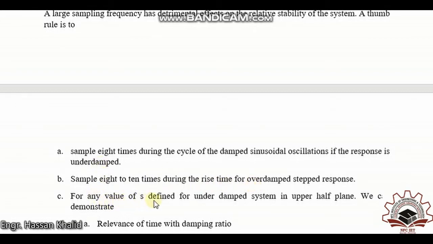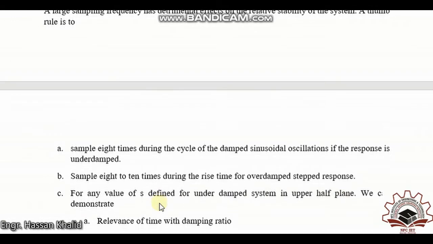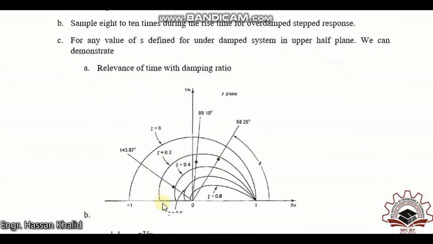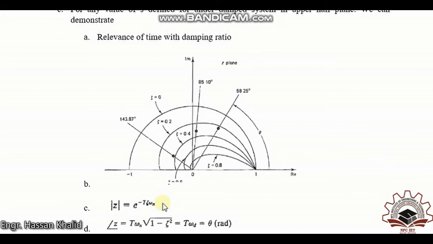For any value of s defined for the underdamped system in the upper half, we can demonstrate the relevance of the damping ratio to be symmetric with respect to the upper half, and it should be the same as that of the lower half as well.